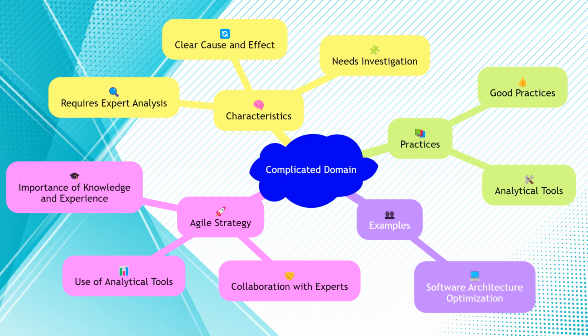This domain is where good practices, rather than best practices, come into play. For instance, optimizing a software architecture for performance might require the expertise of a seasoned architect. In agile strategy, the complicated domain encourages collaboration with experts and the use of analytical tools to uncover the best solutions. It emphasizes the importance of knowledge and experience in navigating complex but solvable problems.